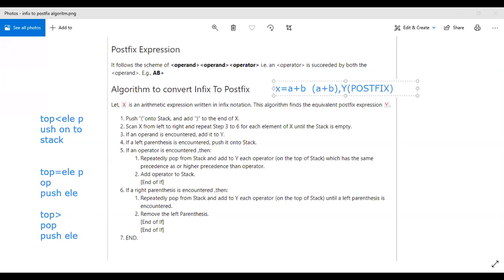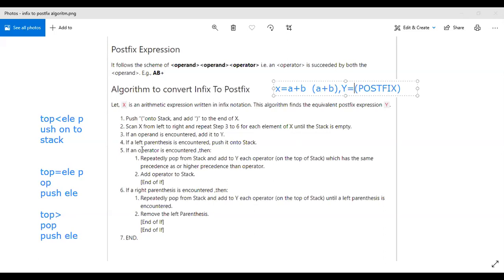X is the infix expression that was given as input. Scan X from left to right, and repeat steps 3 to 6 for each element of X until the stack is empty. If an operand is encountered, add it to Y. In the previous algorithm, we printed it. Instead of that, here he is telling us to add it to the expression Y, because Y is a postfix expression. If I encounter any operand, just add it to Y.